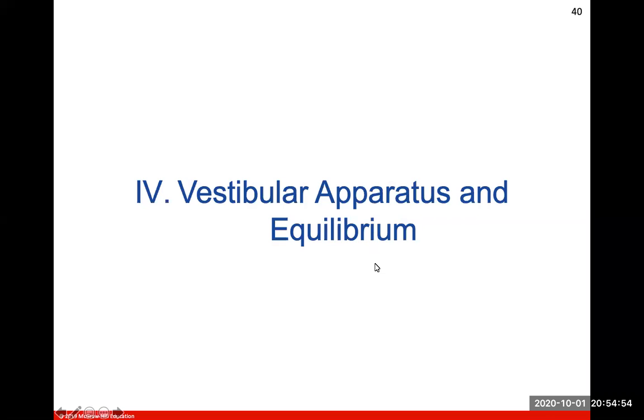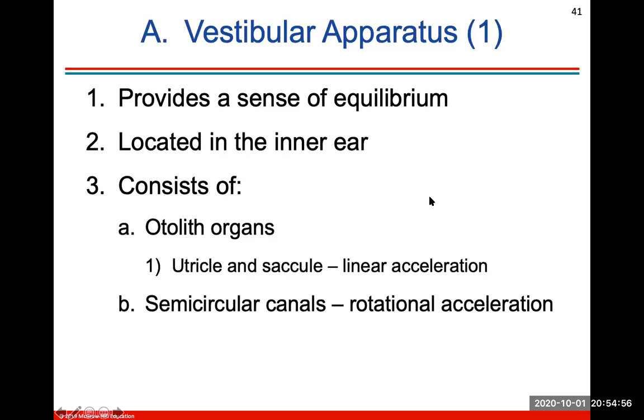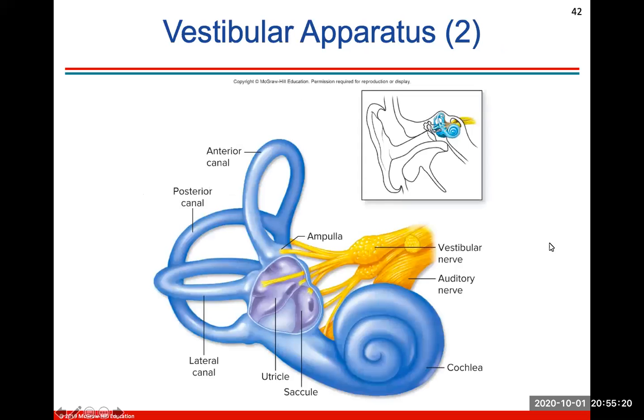The vestibular apparatus and then equilibrium. This has to do with your ear. The vestibular apparatus provides a sense of equilibrium throughout the entire body. It's located in the inner ear. It consists of the otolith organs, which is the utricle and saccule. These help the body balance in linear acceleration, and the semicircular canals help the body balance in rotational acceleration.